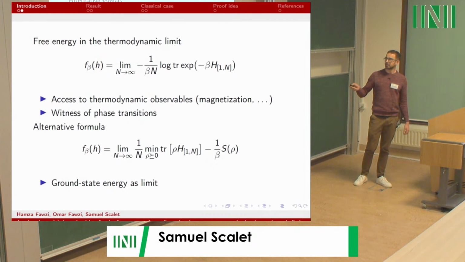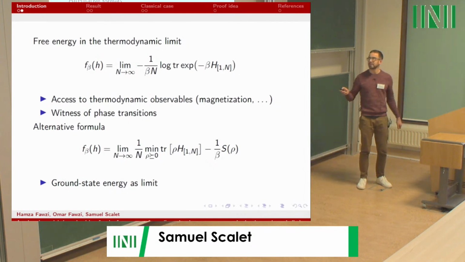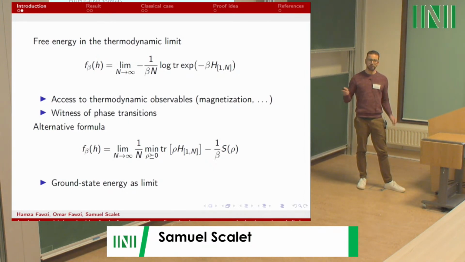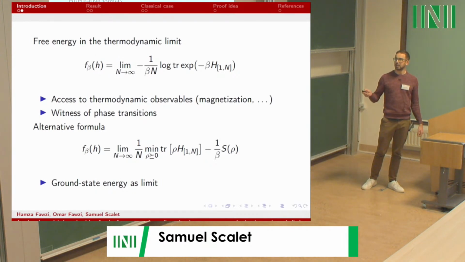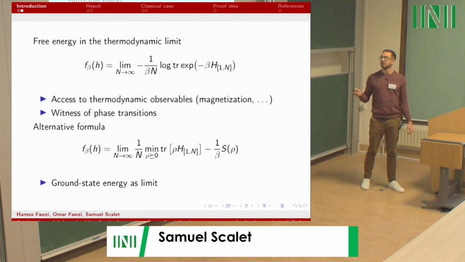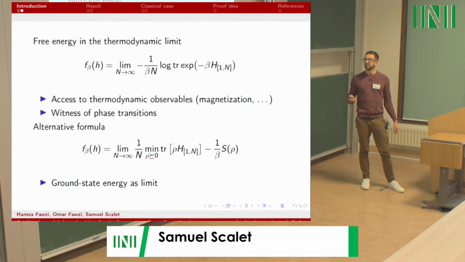Then we take the trace and, okay, think of this as some post-processing. We're interested in the limit of a large chain. So as in physical systems, which tend to be quite big, we just take the limit of infinite system size, which makes it even harder to compute this quantity.